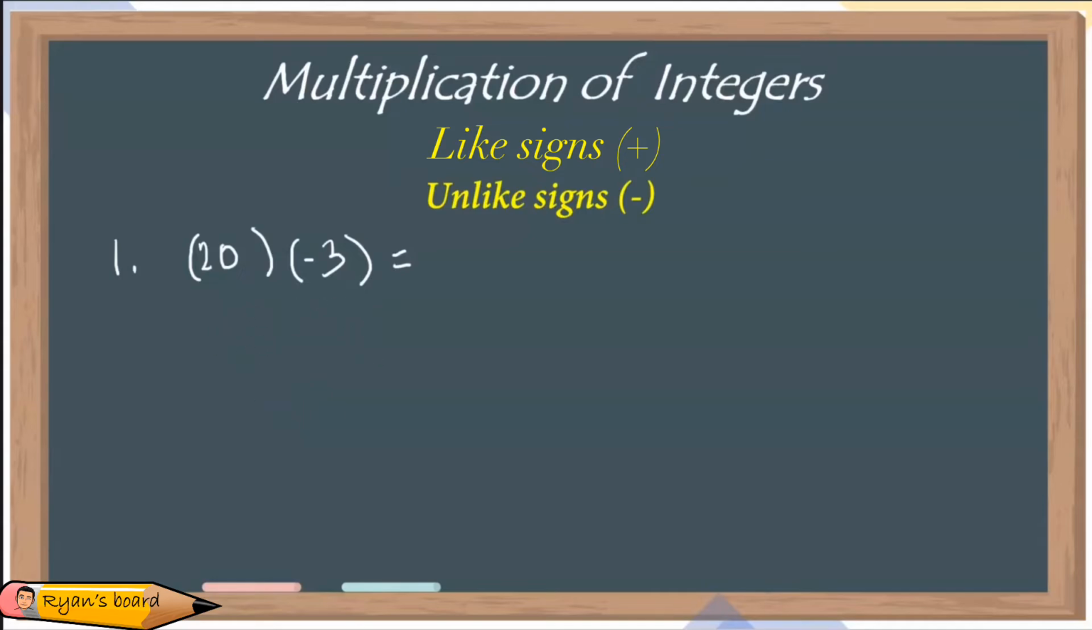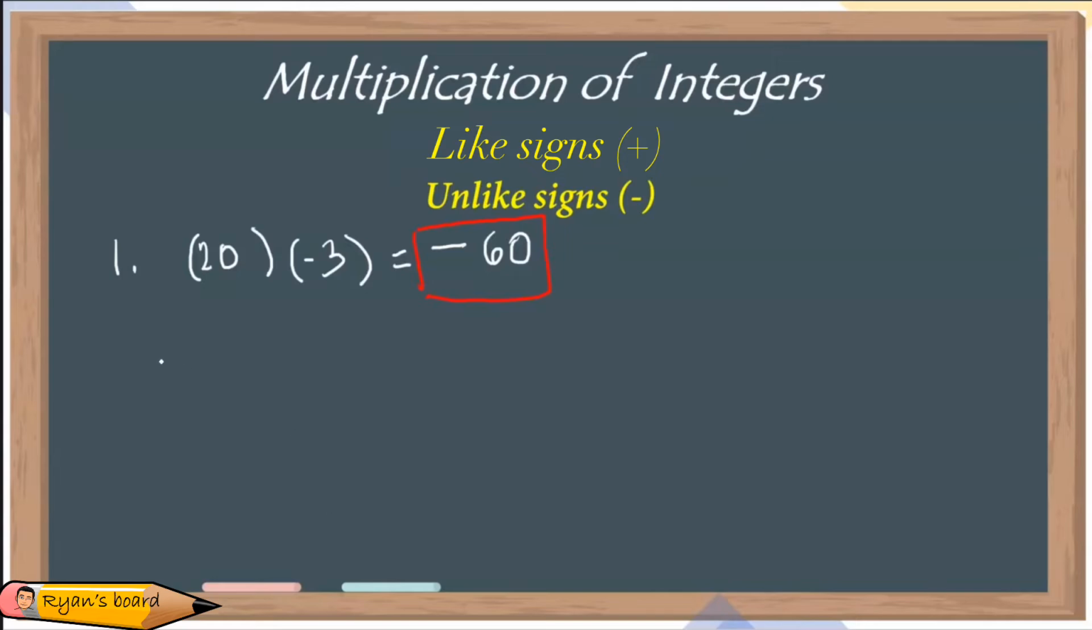Now, just look at the given numbers. Ano ang sign ni 20? That's positive. What is the sign of 3? That's negative. Unlike sign or like sign? Of course, magkaiba ng sign yan. So, unlike signs, your answer is negative. What is 20 times 3? That is 60. So, our answer is negative 60.